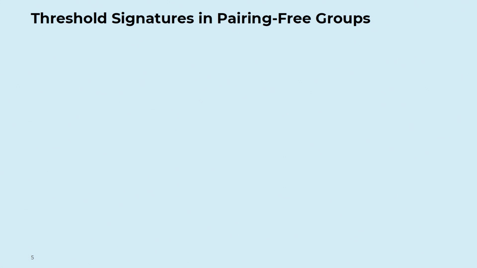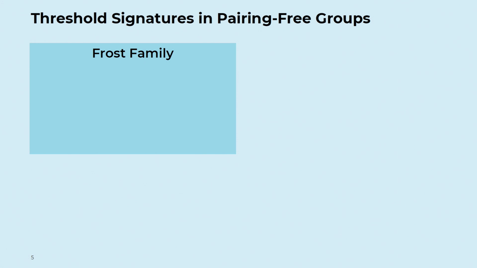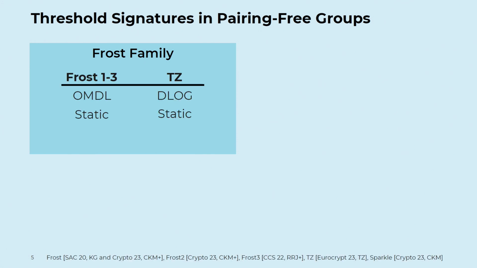signatures in pairing-free cyclic groups. In this setting, there is a family of schemes, which is called Frost, which all achieve static security. So there's, in particular, Frost 1, 2, and 3, they achieve static security based on an interactive variant of D-log, which is one more D-log. And then there was a nice work by Stefano and Cenzi where they got rid of this interactive assumption and achieved security based on D-log.